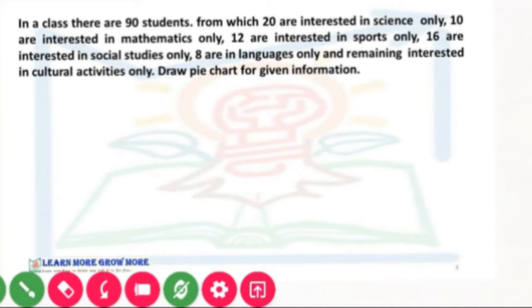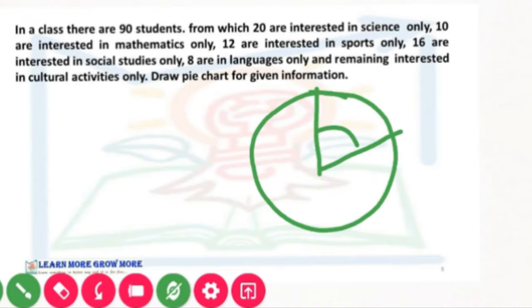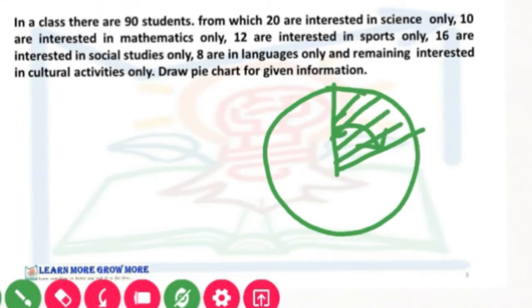And I hope you all know how pie charts are represented. Yes, it is in the form of a circle, right, like this. And the various angles of the circle indicate the actual quantity of the objects. The circle represents the quantity of the objects.